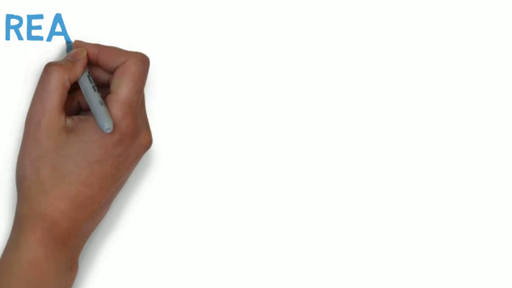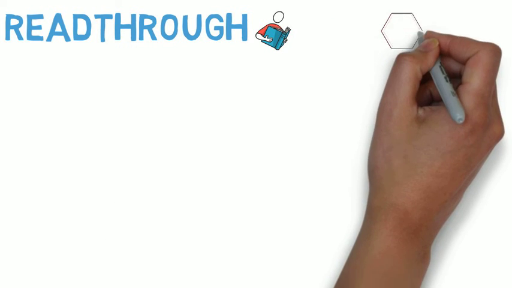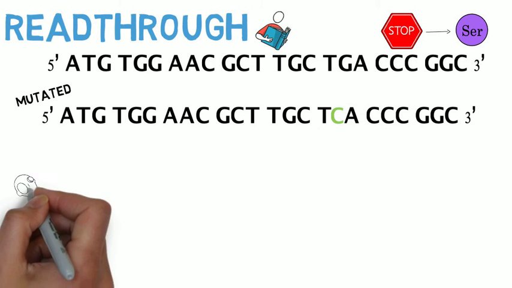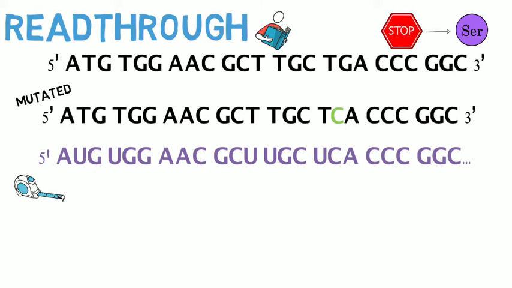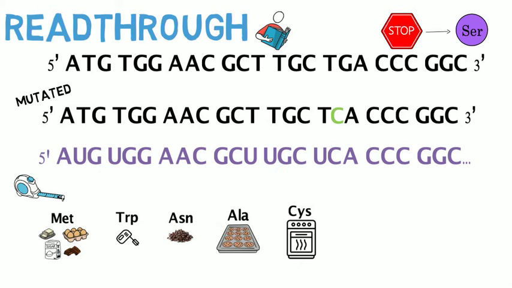The final effect is a read-through. This is when a stop codon is changed to code for an amino acid, resulting in a longer protein. This would be lengthening the protein and changing its overall function. In our chocolate chip cookie analogy, this would mean increasing the steps since the stop codon was never received.